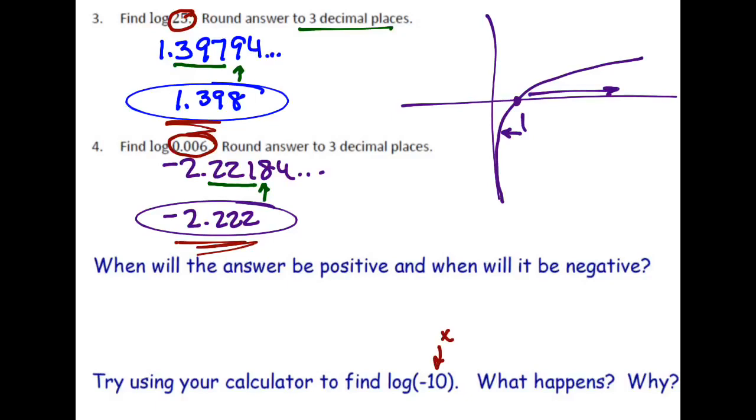Your x value of -10 on your graph would be way over here. The graph is never going to get there because there's an asymptote here, right? It's going to continue down, down, down, down, down. It's never going to jump over to the -10 value. So anything less than 0, anything negative, will always give you an error.